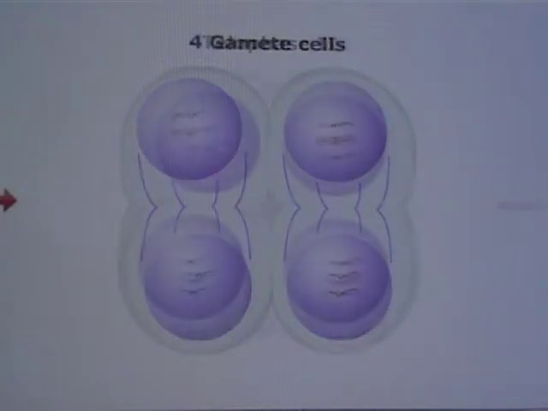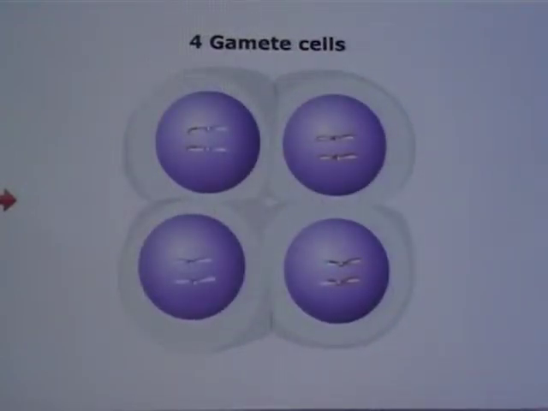At the end of meiosis 2, 4 haploid cells have been formed from 1 diploid cell. These haploid cells will become gametes, transmitting the genes they contain to offspring.